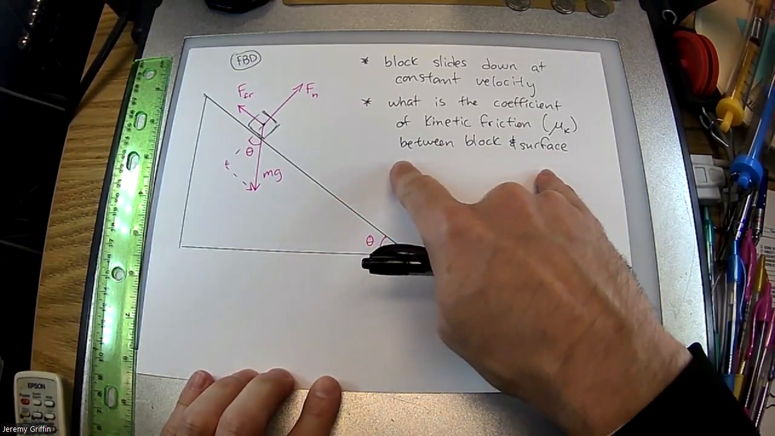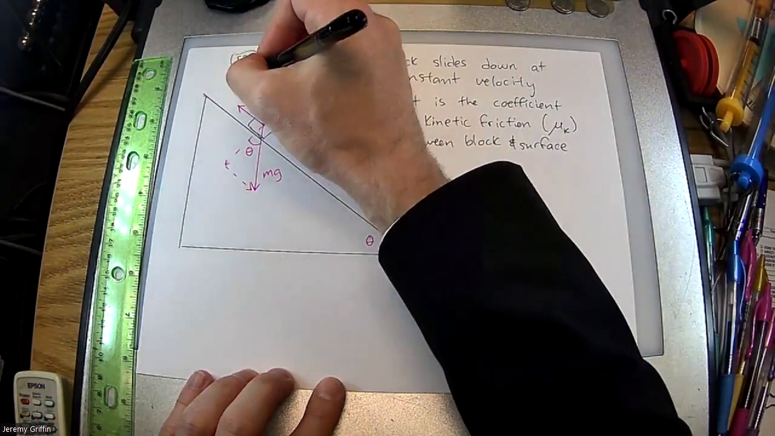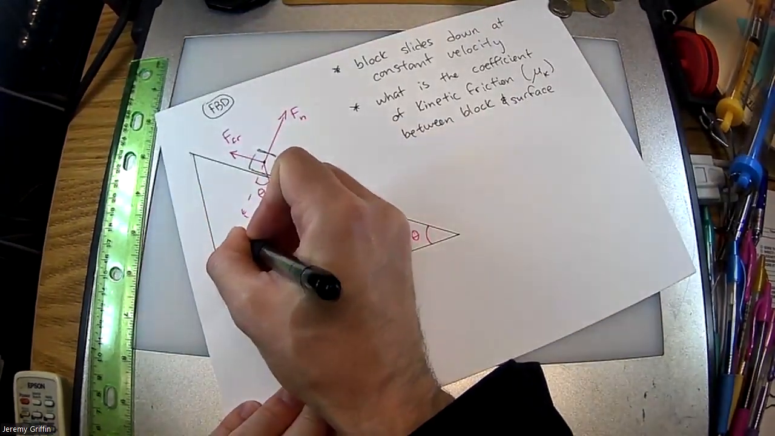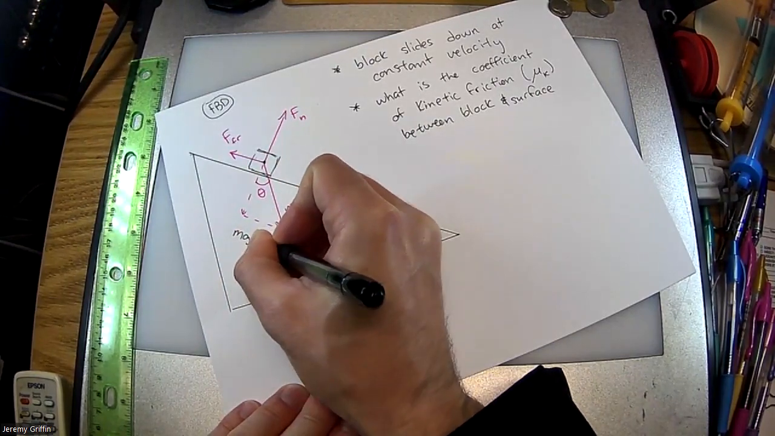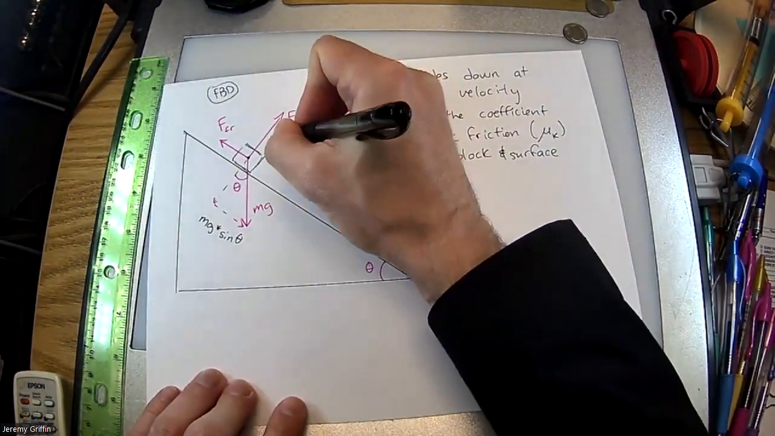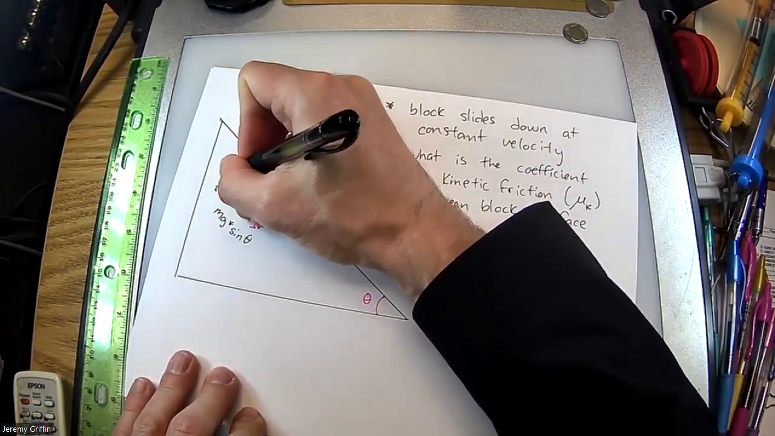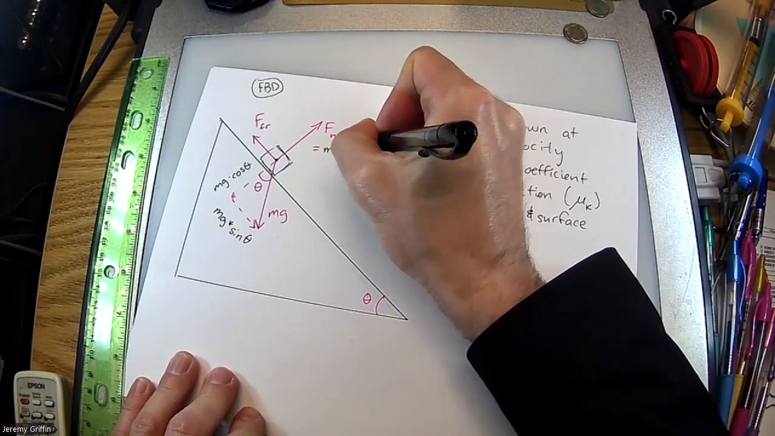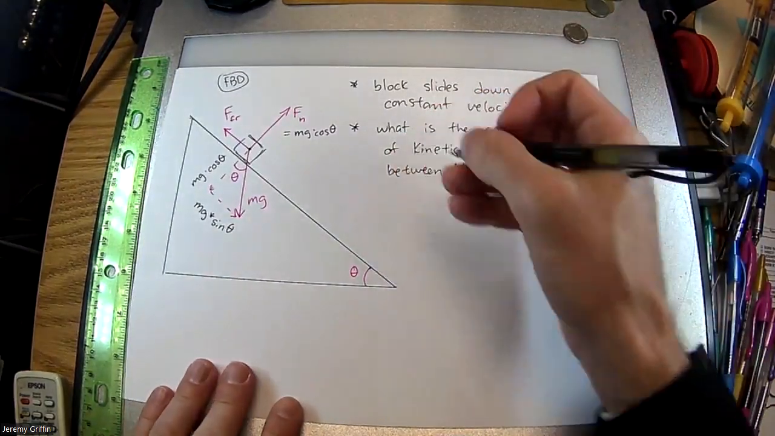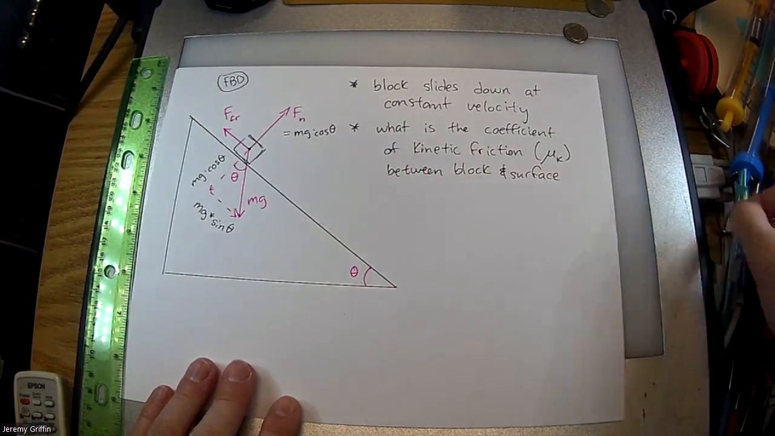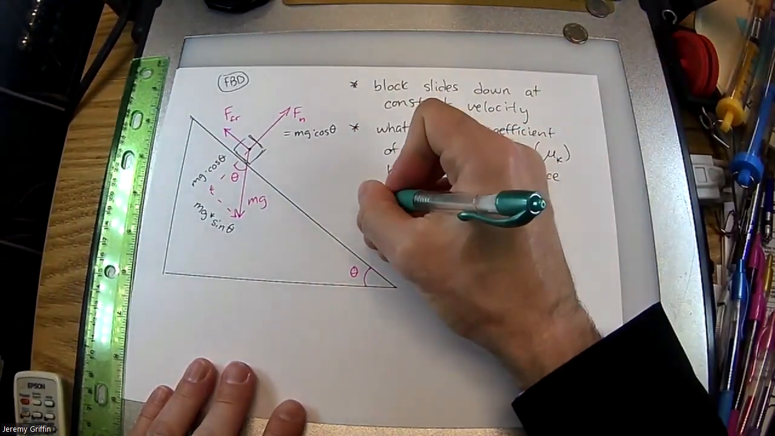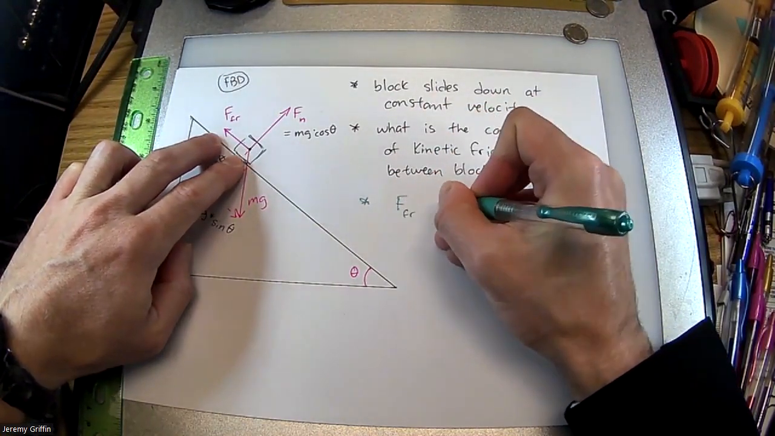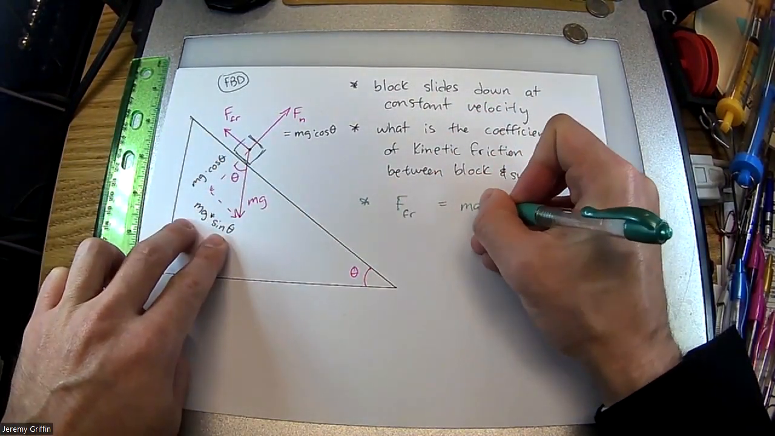So, you got to say here, there might be a little bit different ways to set this up to start this, but I know that this component right here is mg sine theta. I know that the normal force is equivalent to this, which is mg cosine theta. The steps I'm going to do, you might have written this a little bit differently. That's okay. Some version of this, though, right? That this friction force is equivalent to mg sine theta.